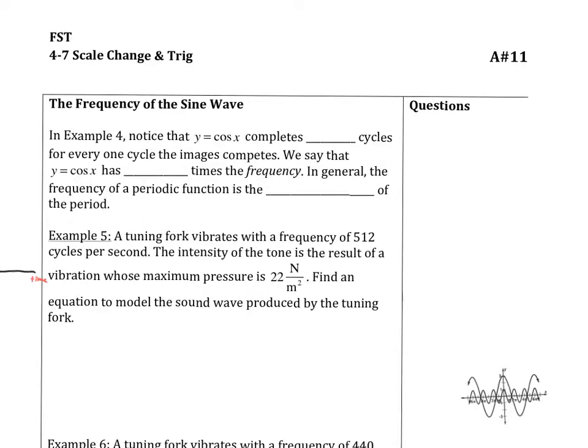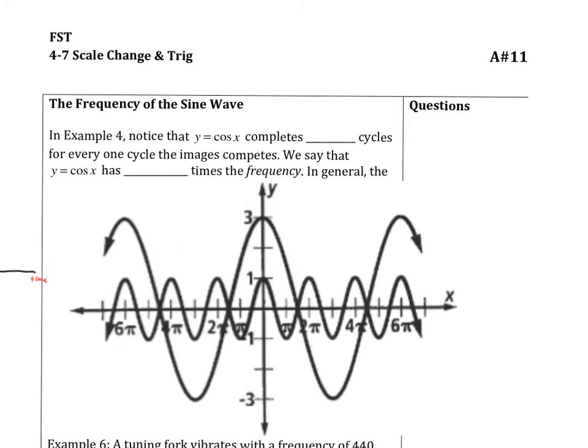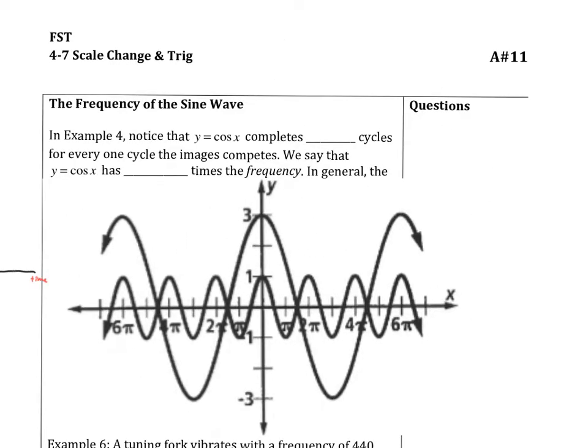So in example 4, which uses this graph here, notice that the parent function cosine of x completes a certain number of cycles for every one that the image does. So let's just count it off. If this is a complete cycle from here to here for the image, let's see what the parent does. It goes here and 1, 2, and 3.